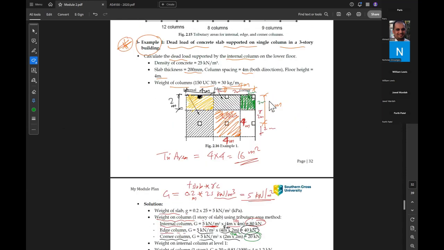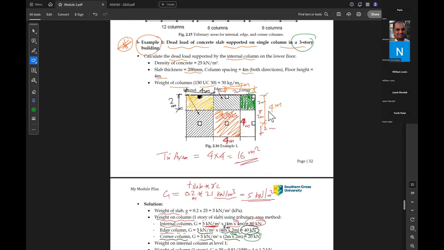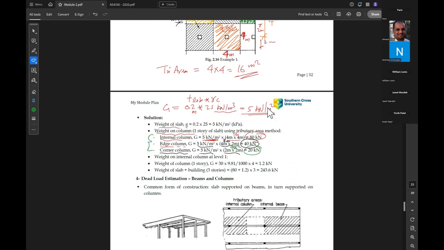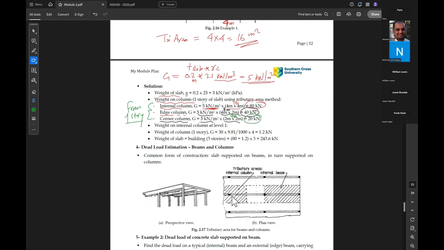Okay, if we look here, it was required to determine the concrete slab for a 3-story building. So how to do it for 3-story building? This load was only from 1 story. So if it is 3 stories, we need to multiply by 3. So the weight of the internal column, or dead load on the column, will be 3 times 80 kilonewton. But this is the load only from slab.